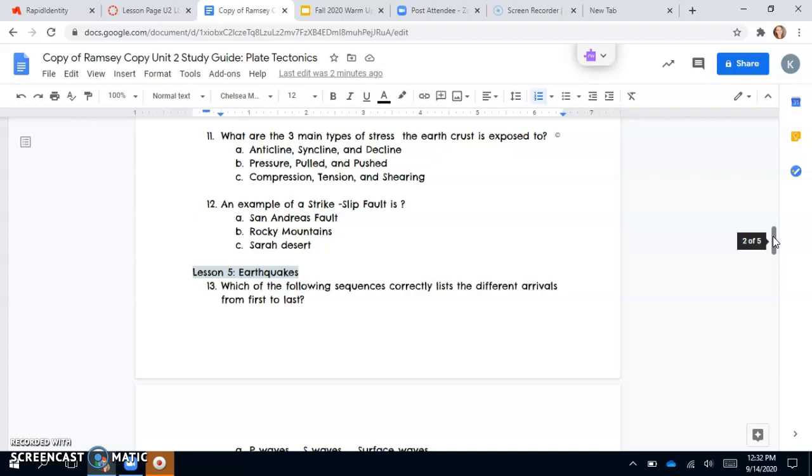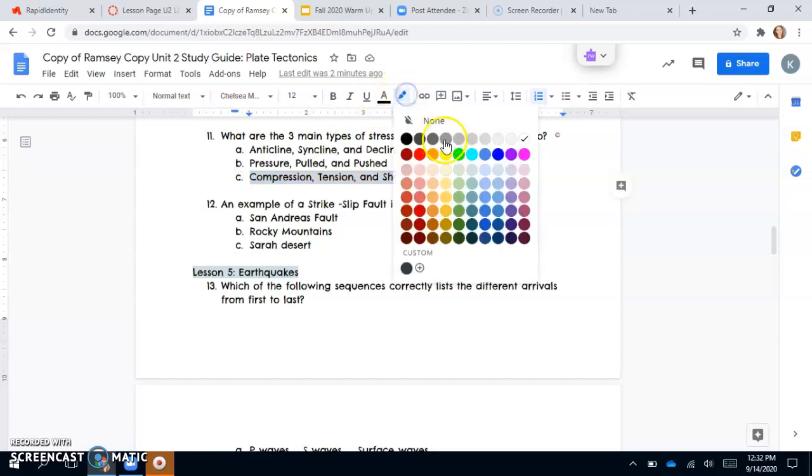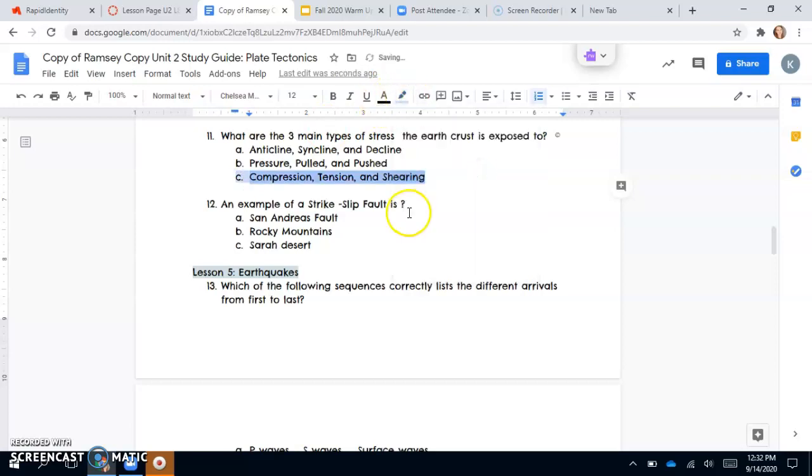That's not correct because the anticline and the syncline are the patterns that are made when rock folds in response to stress. Pressure, pulling, and pushing, that's not the scientific terms we talk about. So our answer here is compression, tension, and shearing. So now we need to know what boundaries these things happen at.